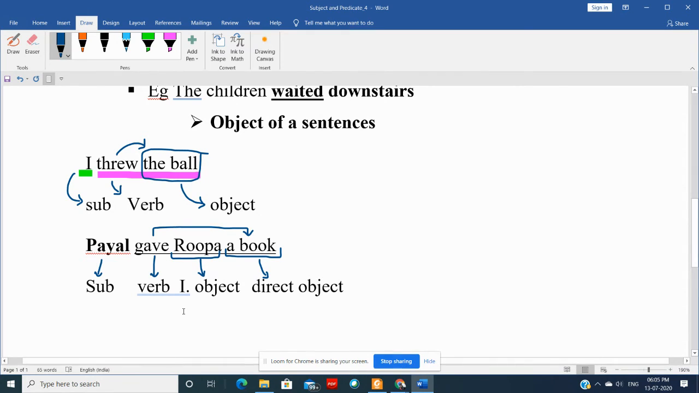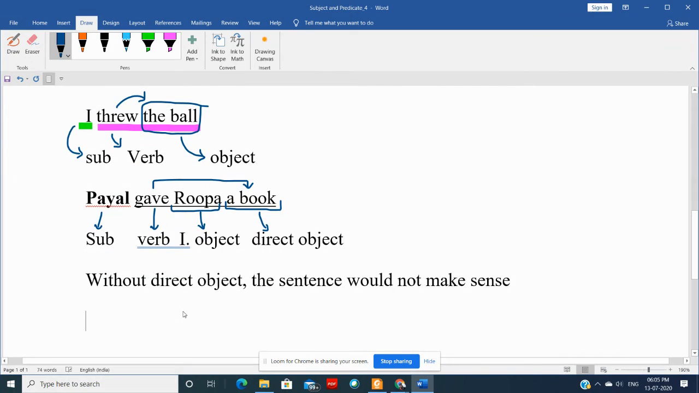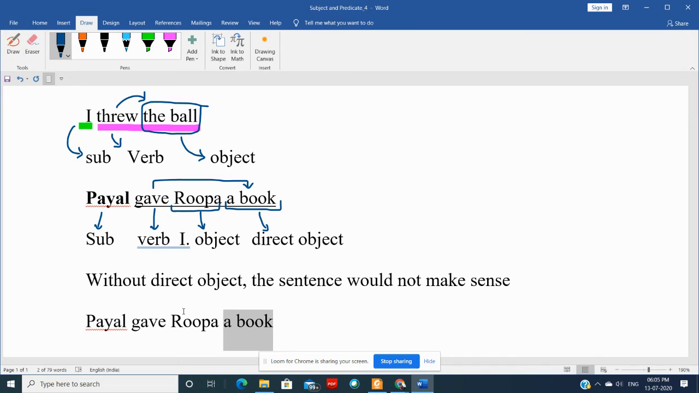I'll give you another hint. Without direct object, the sentence would not make sense. If you say, Payal gave Rupa, is it making sense? You just write like this, Payal gave Rupa. Is it making sense? Payal gave Rupa what? Not making sense. Means you cannot ignore this word a book. This is very much important, okay?